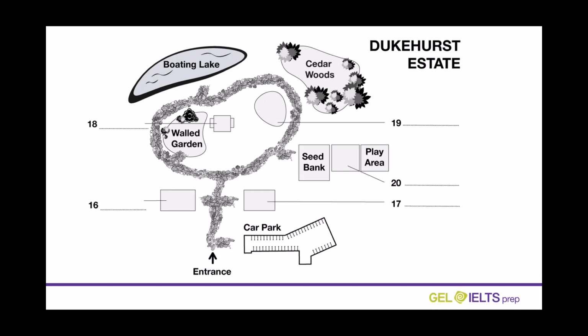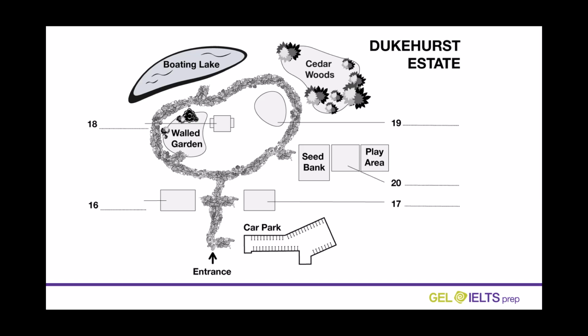So if you look at the map in your visitor's leaflet, you can see we have a main route for you to take. But this is by no means the only way to enjoy the Dukehurst estate. Most of you will have arrived through the main entrance and left your vehicles in the car park. Just up the way from the car park, on the left, is the Visitors Centre, where we are now. This building is mostly used for educational purposes, like school trips, but we sometimes have special events here.